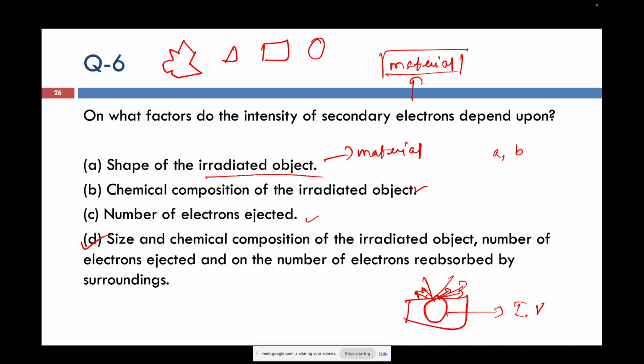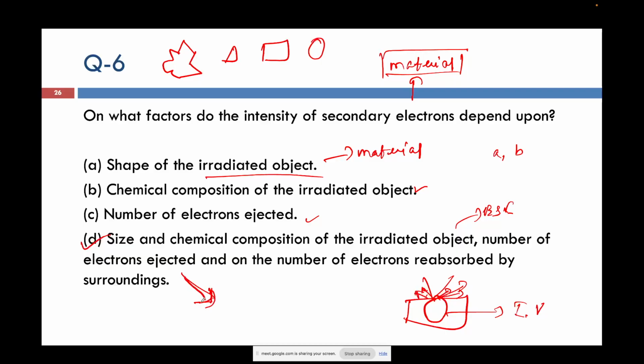So size and chemical composition, definitely, because if I have a different material, different element or different phase in different structures, then that will give me a different contrast, because phase contrast I can definitely get from BSE mode. And number of electrons ejected: let's say there is a topographical contrast, right? Based on the number of electrons, whether my surface is flat or a hilly kind of structure, that information I will get.